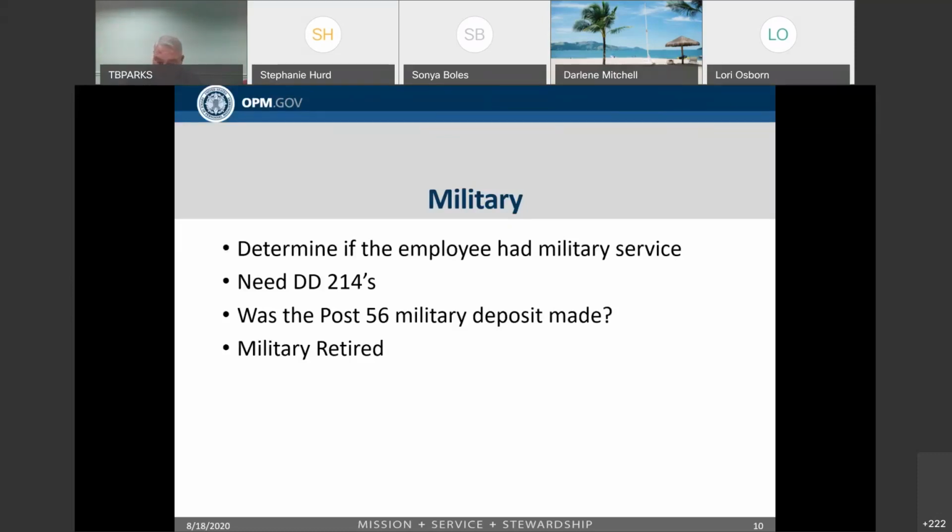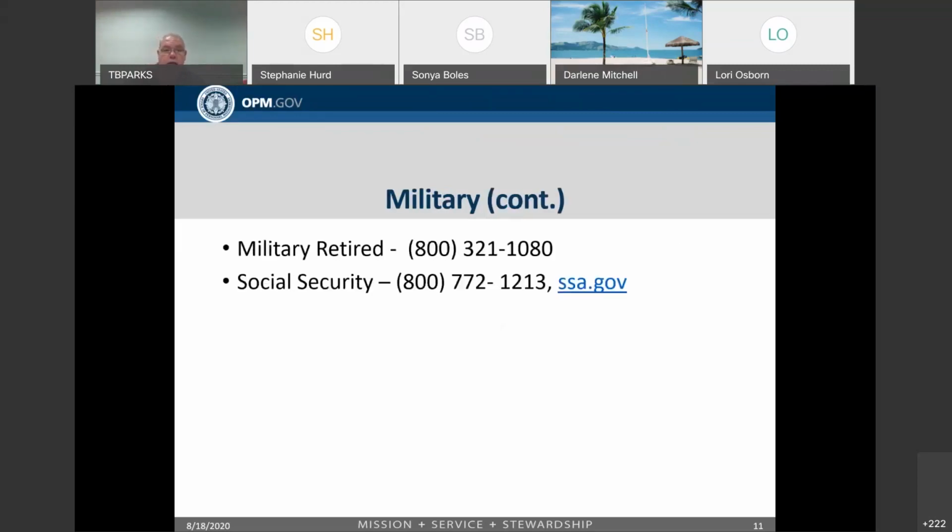Under SERS, if there's military involved, the survivor would need to contact Social Security to determine if there's any effect to their Social Security whenever they make a decision whether to credit or exclude the military. And here is some contact information that they would have for either you or for the survivors: the military retired pay number or the Social Security number and website. And I'm sure you already have this information.